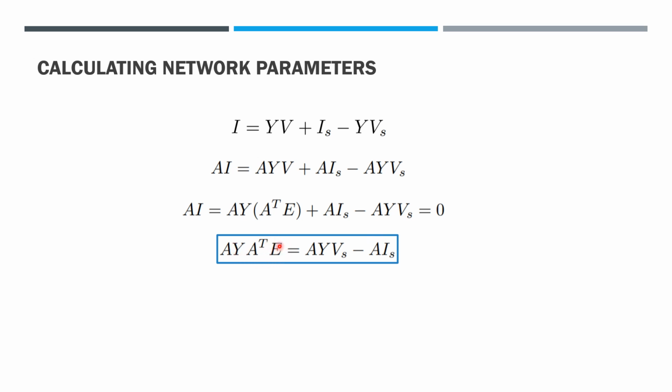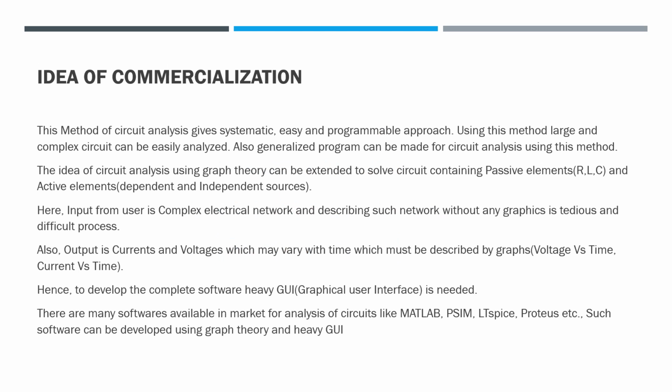Once E is known, we can also calculate V as V is equal to A transpose E. And once V is known, we can also calculate I from this given equation. Okay, so we have calculated nodal voltages, branch voltages and branch currents. So all the network parameters are calculated using graph theory. Can we use this theory to make a market product? Yes, we can make a software which analyzes large and complex circuits using this method.